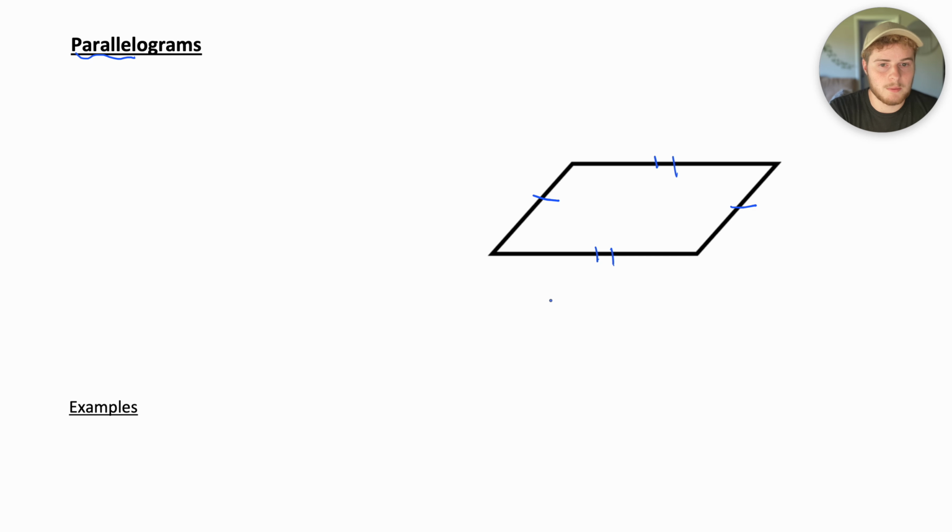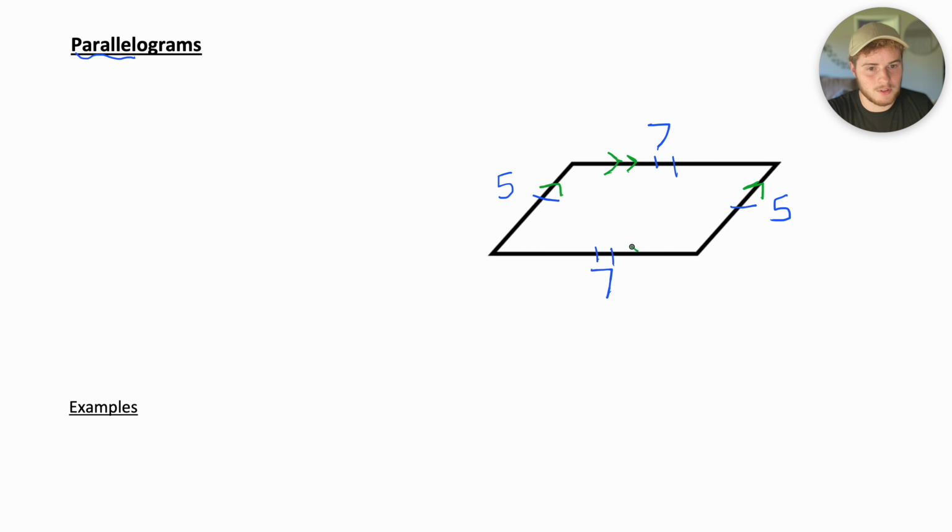So we're going to make an example parallelogram here. Let's say this side is 5 and this side is 7. That means additionally, this side is 7 and this side is 5. That's an important detail that needs to be true for a parallelogram. Another detail that needs to be true is that the opposite sides are parallel, and that's what I was talking about with the name, parallelograms.